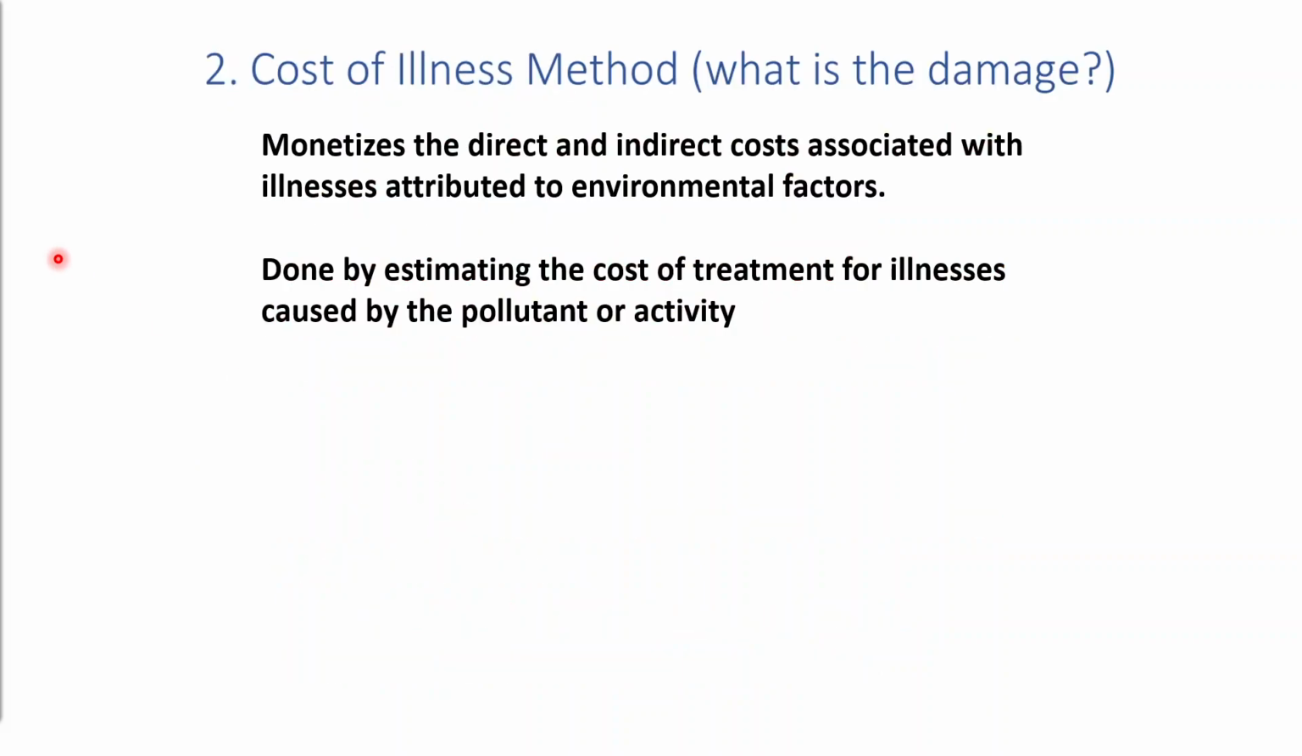Now, the second method is the cost of illness method. In other words, what is the damage? These are monetary, direct and indirect costs. Now, this is the point of confusion here. When we say direct and indirect costs, it is not related to direct and indirect use values. Unfortunately, we're putting these words in the same chapter, so it gets a little confusing. We'll talk about direct and indirect costs in a moment, but don't confuse this with direct and indirect use value. So what is the cost of illness method?